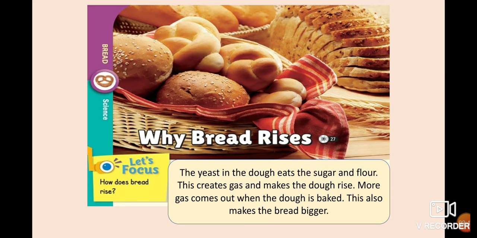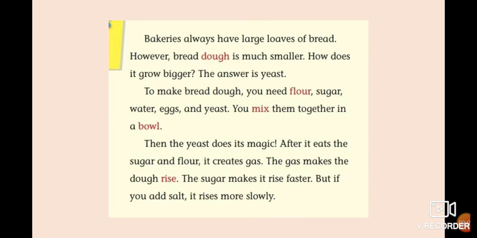In this case, the yeast in the dough eats the sugar and flour. This creates gas and makes the dough rise. More gas comes out when the dough is baked. This also makes the bread bigger. That means we follow a process, yes? Bakeries always have large loaves of bread. However, bread dough is much smaller. How does it grow bigger? The answer is yeast. To make bread dough, you need flour, sugar, water, egg, and yeast.